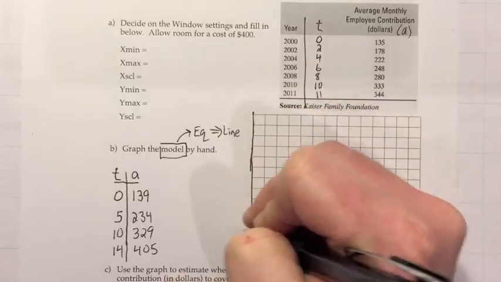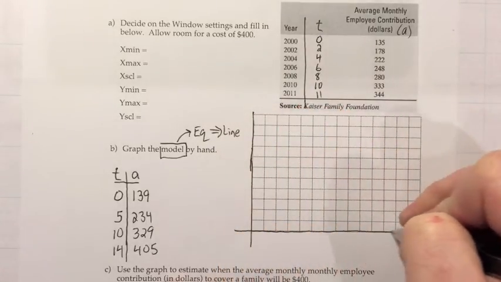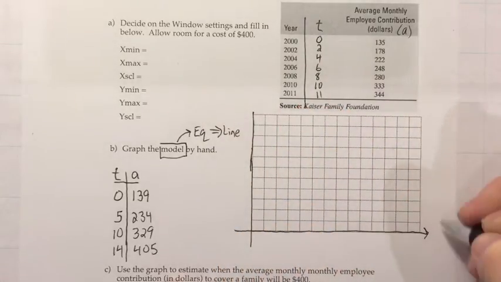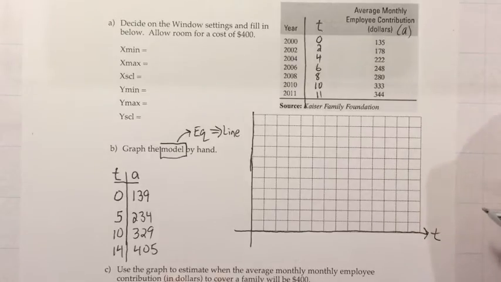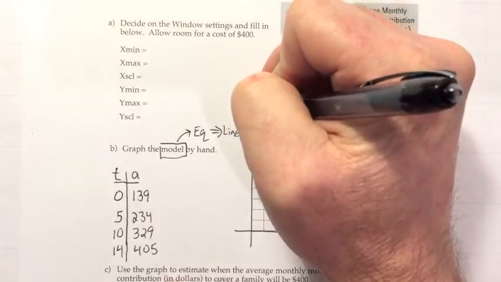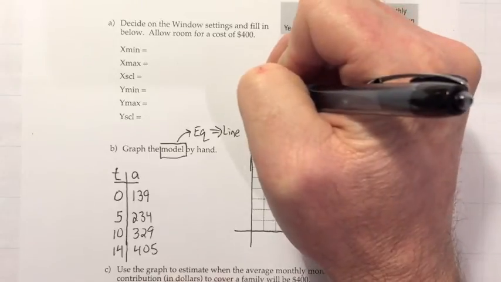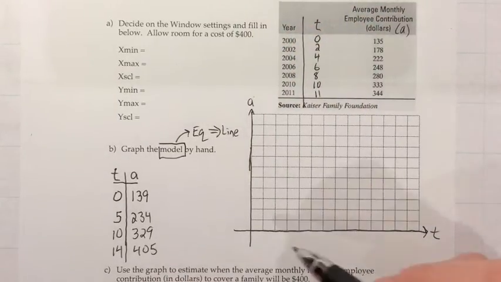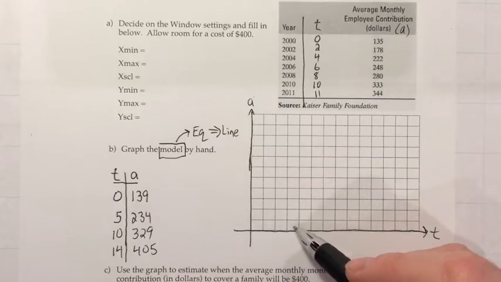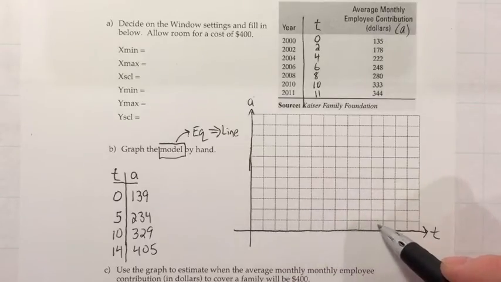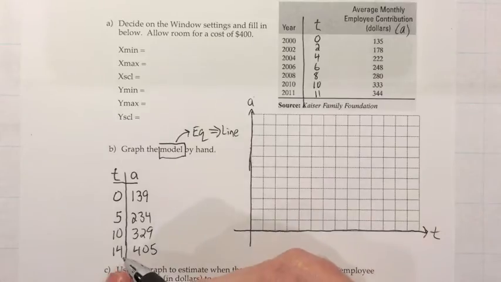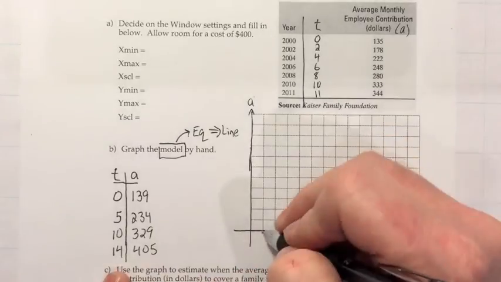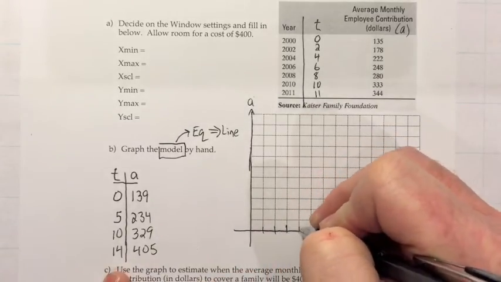So draw in our vertical and our horizontal axis. The input variable was t, so that'll be the horizontal axis. The output variable of the equation was A, so that'll be the vertical axis. And then we need to decide on what scale to use. So if you count the squares, 1, 2, 3, 4, 5, 6, 7, 8, 9, 10, 11, 12, 13, 14, that's kind of perfect with our biggest number. So we can just number in ones.